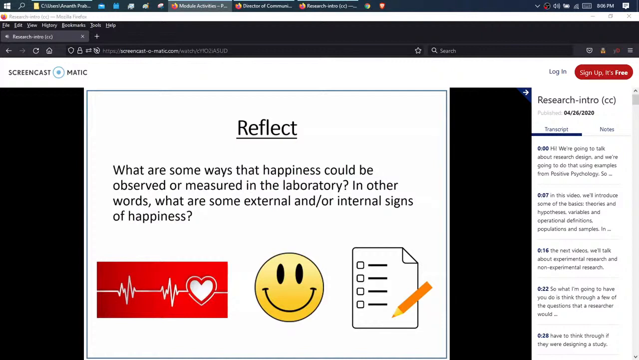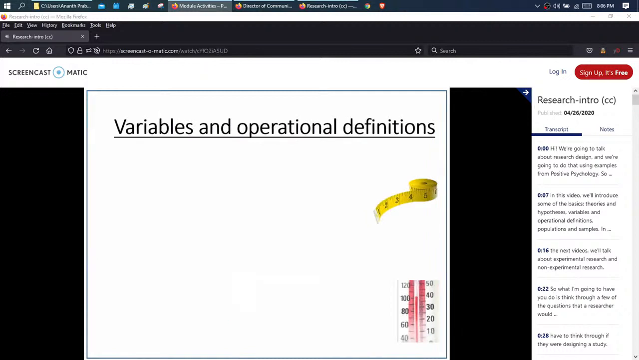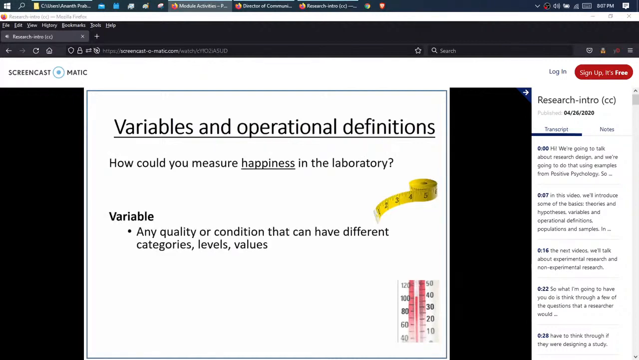So there's different ways to get data related to happiness because there is no thermometer for happiness. There is no measuring tape for happiness. Happiness is vague. So there's not a perfect measurement, but there's a lot of imperfect, kind of next best sorts of measurements. And those fall into the categories that I just mentioned: physiological, behavioral, and self-report. Okay? This leads us to variables and operational definitions.